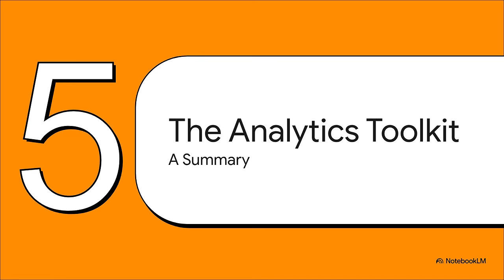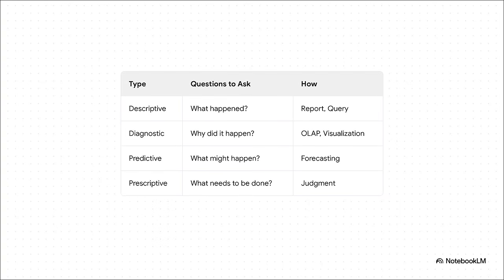Now, let's put all 4 of these tools together in one place, just to make sure this really sticks in your head for exam day. Think of this table as your ultimate cheat sheet. Descriptive asks what happened, and you find out using basic reports. Diagnostic asks why did it happen, and you'll use things like visualizations to dig deeper. Predictive asks what might happen by using forecasting models. And finally, Prescriptive asks what do we need to do, and that uses all that data plus a healthy dose of professional experience and judgment.